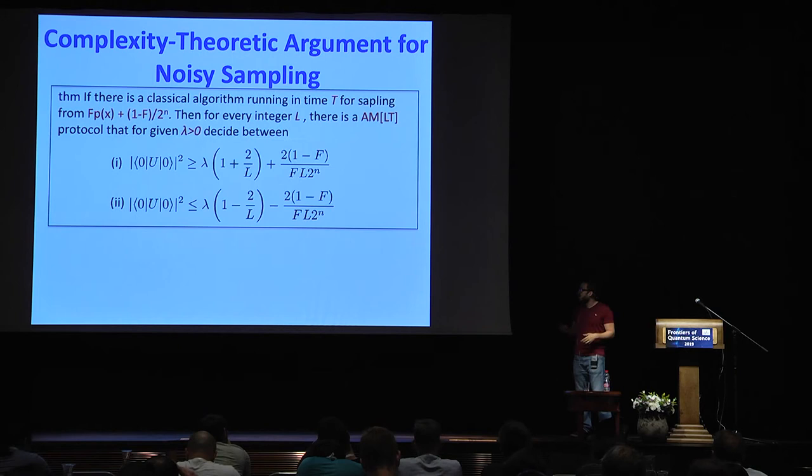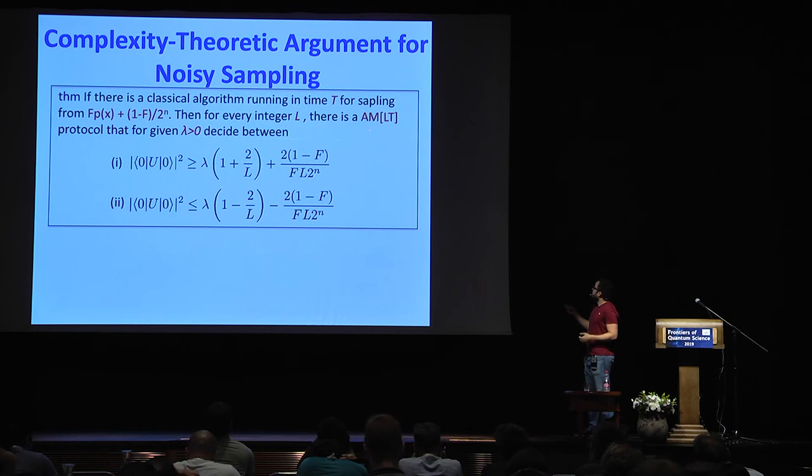So what is the instance of the problem? You're given a circuit, and you want to decide if the transition probability is bigger than this number or smaller than this number. It's a promise problem. In NP, the prover can send you a bunch of bit strings which can help you decide which is the case. So we don't know how to do that in NP.